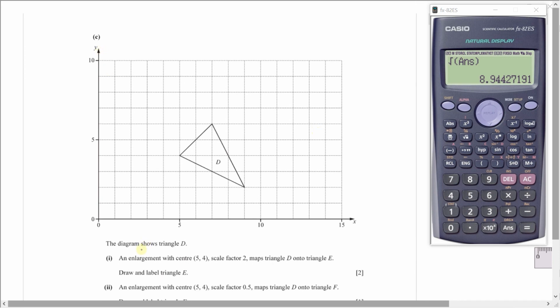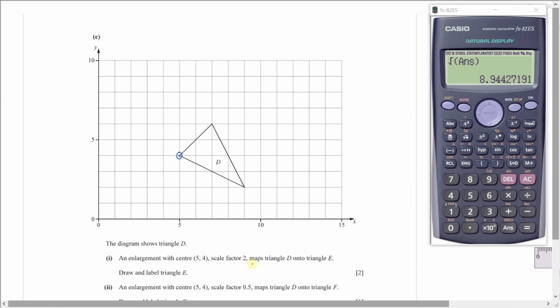Part C: the diagram shows triangle D. An enlargement with center (5, 4) and scale factor of 2 maps triangle D onto triangle E. Draw and label triangle E. So your center of enlargement is (5, 4). So 5 is this, and then on the y-axis you have one block equals 1 point, so this will be 1, 2, 3, 4. So this is your center of enlargement.